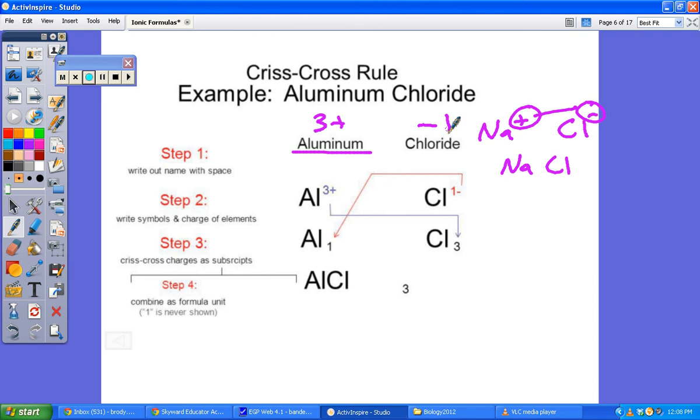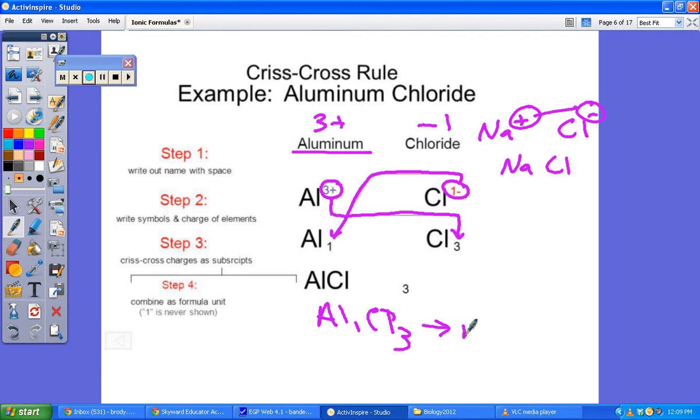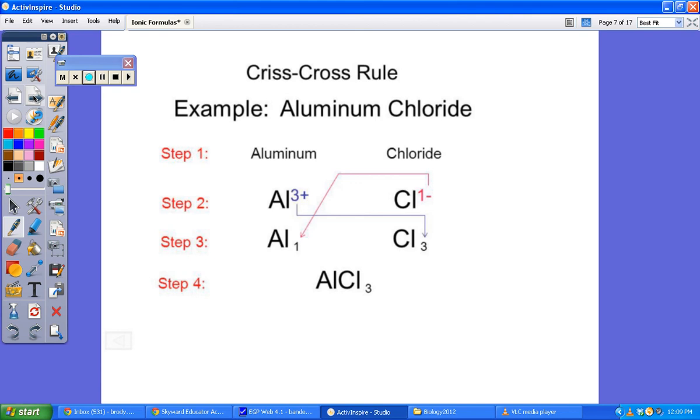And what we do is this crisscross rule. The crisscross rule is just saying you take the charge from the positive and you apply that to the subscript on the negative. You take the charge from the negative and apply that to the subscript of the positive. And so we end up with Al1Cl3, which we change to just AlCl3. We take this 1 here and we just drop it. Okay, that's what that looks like.